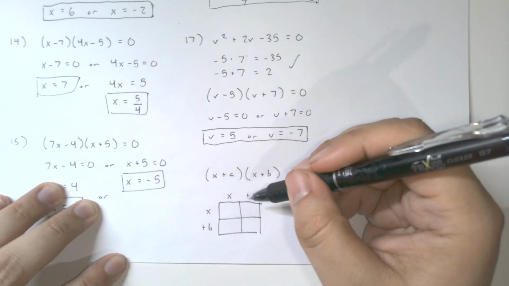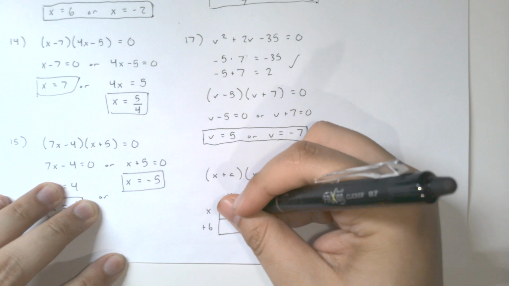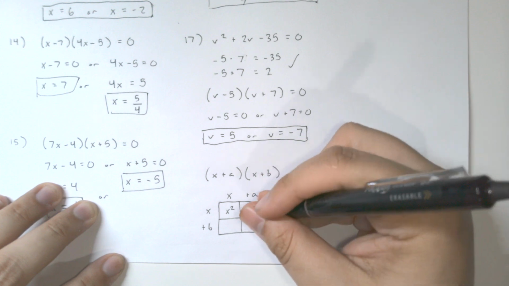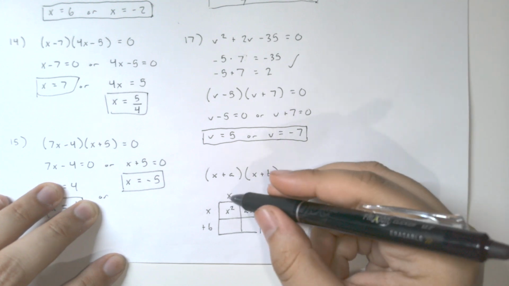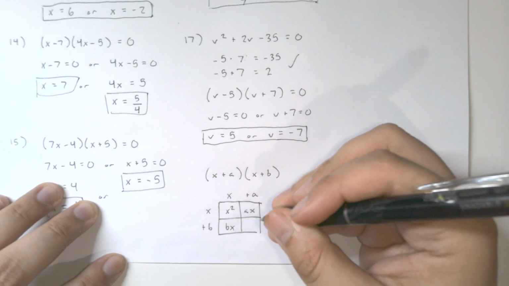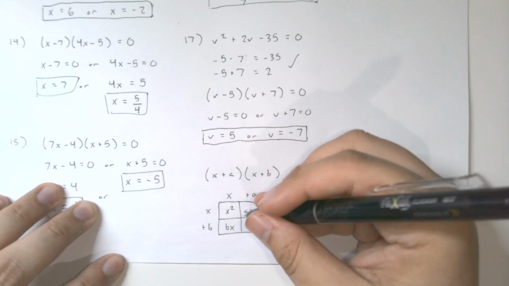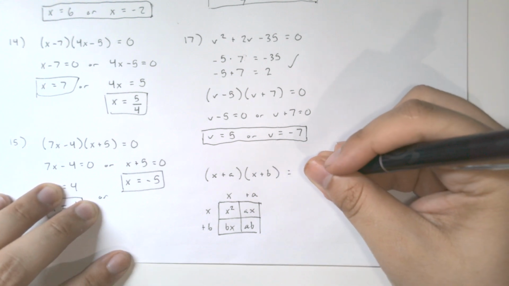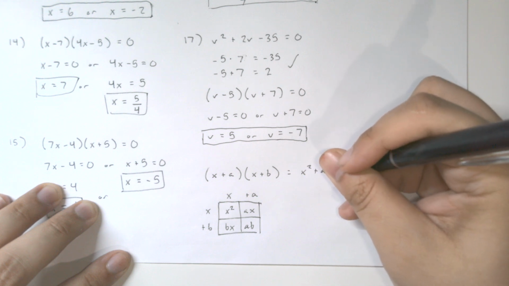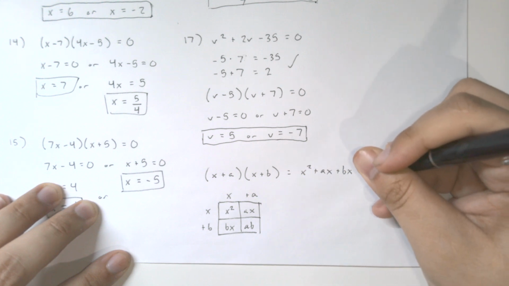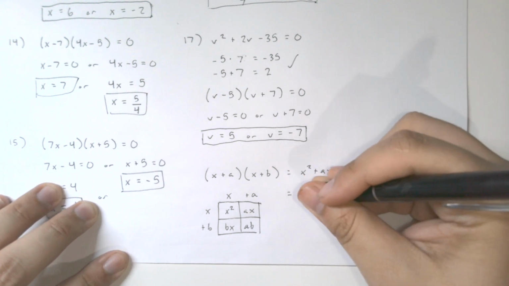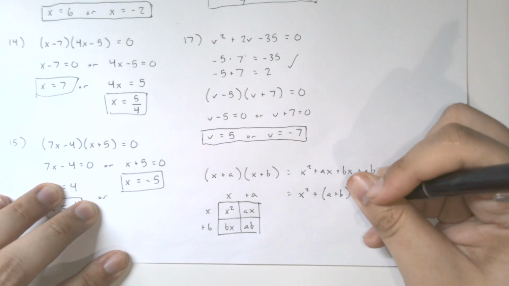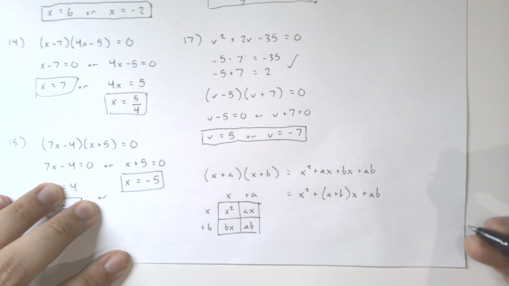But we have x plus a times x plus b. We have an x squared from our x times x. A times x is ax. X times b is bx. And a times b is ab. And so when we add all of this up together, we get x squared plus ax plus bx plus ab. And if we combine like terms, we get x squared plus a plus b times x plus ab.